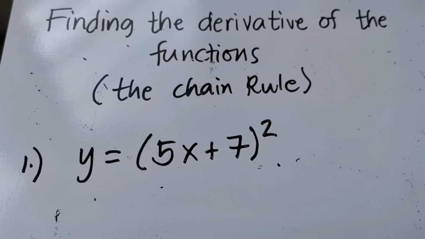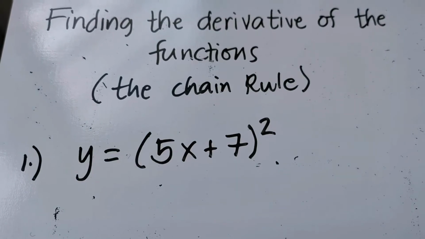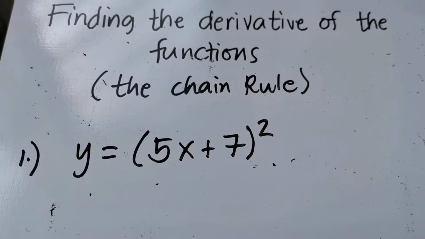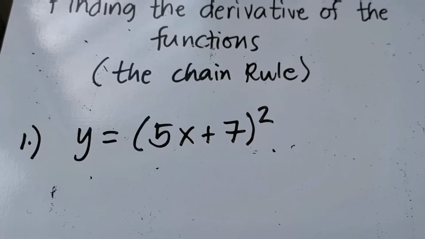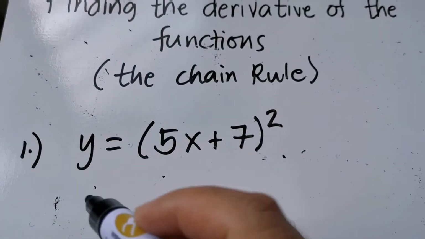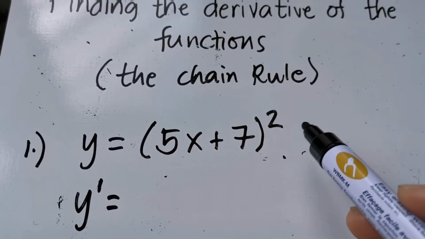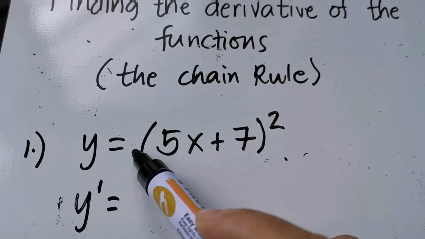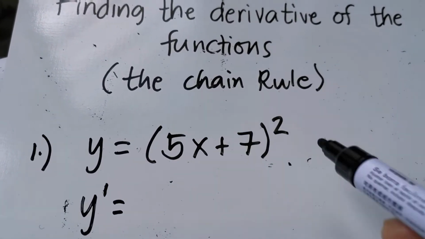Hello, we're going to discuss today finding the derivative of a function using the chain rule. We have our first example, y equals the square of 5x plus 7. So to do this, we have y prime equals, we're going to multiply the exponent outside the parentheses.